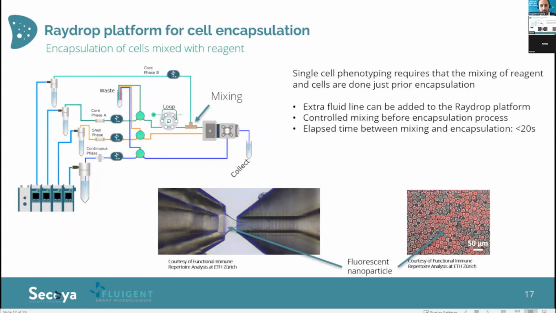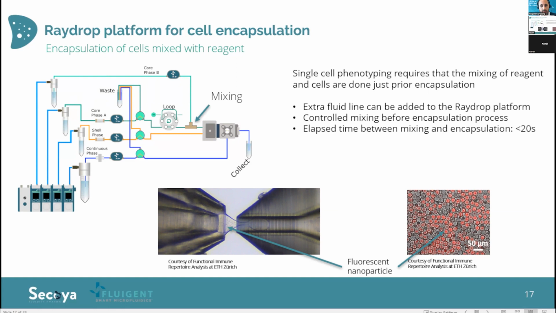Another use case for the Raydrop platform that we depict here. So in some application, you require to mix a reactant with the cells prior to their encapsulation. For instance, this strategy can be used to look at single cell phenotyping. This can easily be done with the Raydrop platform. To do so, you simply have to add an extra fluid line that you can see here. You then use a T-junction to mix both core phase at the core inlet of the Raydrop.